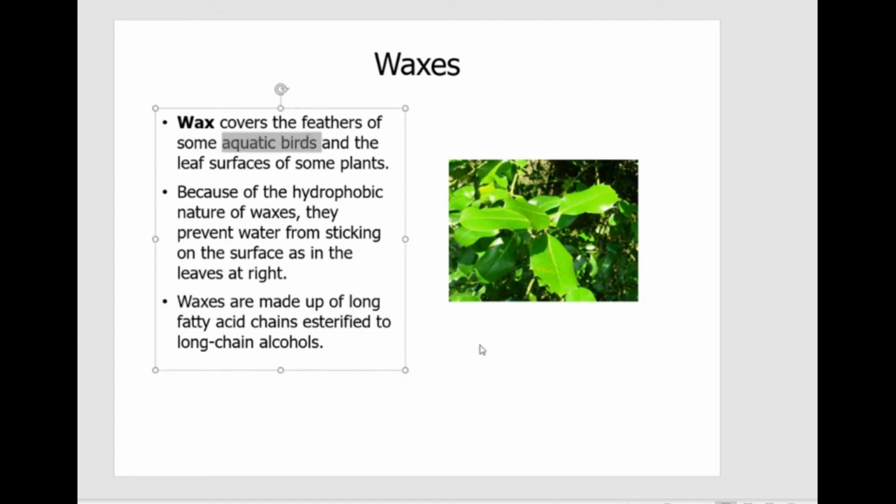If they get wet, their body temperature will drop. Okay? So they don't want to experience hypothermia. Okay, so their feathers are covered by wax, so that makes the feathers very hydrophobic. So you get water drops on, and you shake it, and the water is gone. Okay, so it keeps the body dry.